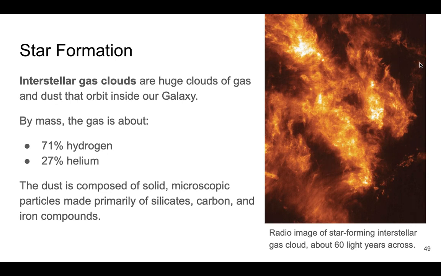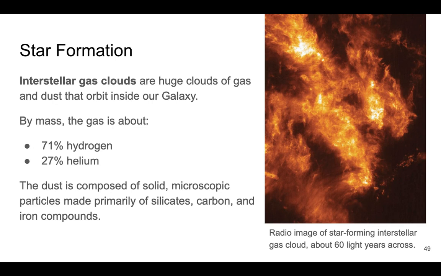But anyhow, the first part of a star's evolution, before it's even a living star, it's going to start off as an interstellar gas cloud. So these are huge clouds of gas and dust that orbit inside of our galaxy. By mass, the gas is about 71% hydrogen and 27% helium. So that's about the ratio of the regular matter in the universe. It's almost 3/4 hydrogen, about 1/4 helium, and there's very little of everything else.